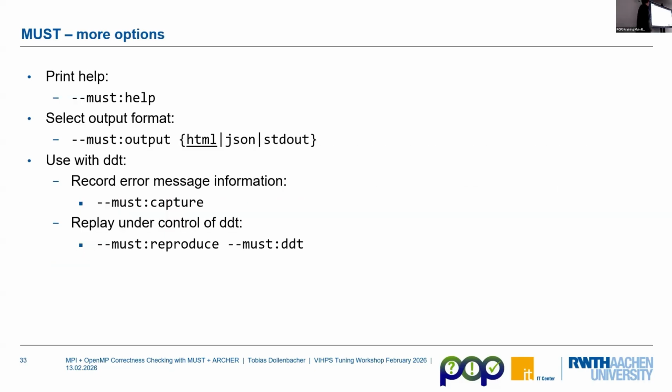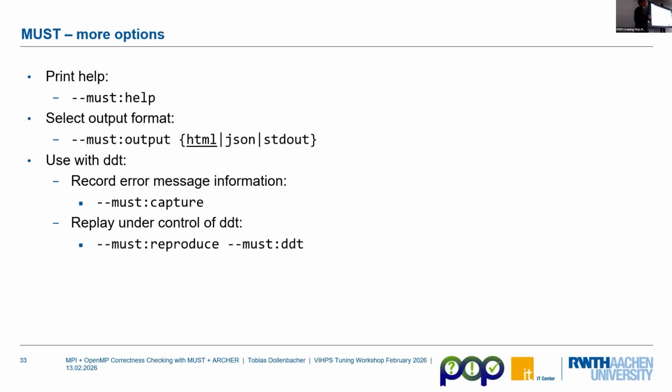All right, finally, some more options that are available. First of all, we have a help, of course. We can run must --help to get a little bit of a manual. Then we have the output formats. I told you the standard output is HTML, which gives you this HTML file that you can browse. But if you don't have a browser available, or you want to parse it automatically in your CI, for example, there's also a JSON output and also a human readable textual output on the standard out.